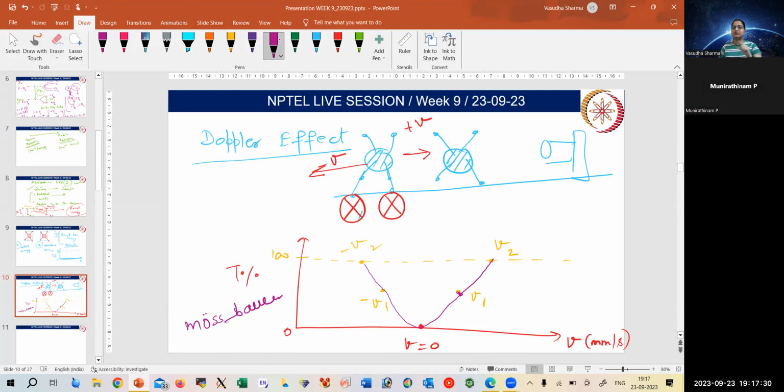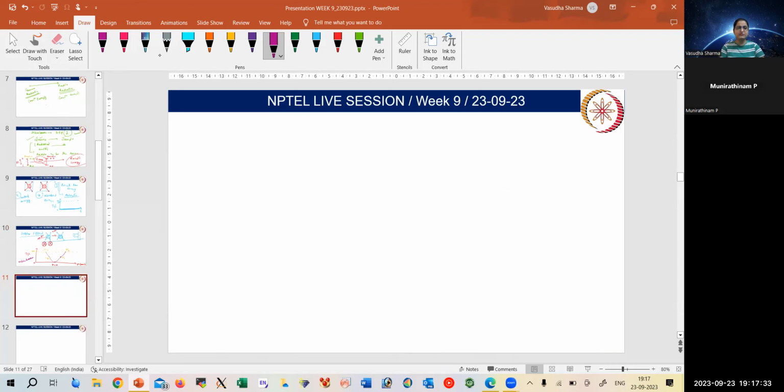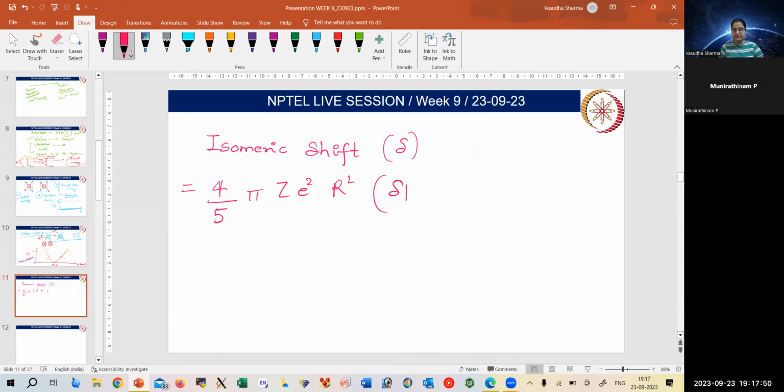We also talked about the isomeric shift. So in the isomeric shift, what we understood, it is denoted as delta, and its value is given as 4 by 5 pi Z e square R square, delta R by R, times psi 0 sample minus psi 0 source. So don't get worried about this whole equation.